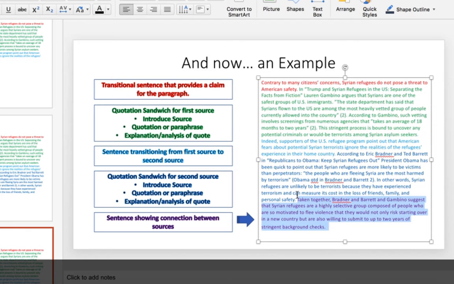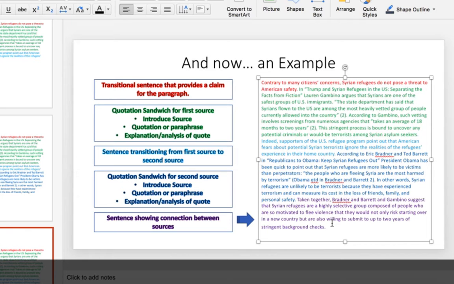And what this last sentence does is it provides a little bit of a summary of the earlier points that I've made, but more importantly, it shows that connection between those two sources, and that's actually where the synthesis takes place. So I'm going to read the full paragraph to you so you can see how it operates. Now I've written each sentence in different colors so you can see how they fulfill those different steps in the structure. Here it is. Contrary to many citizens' concerns, Syrian refugees do not pose a threat to American safety.